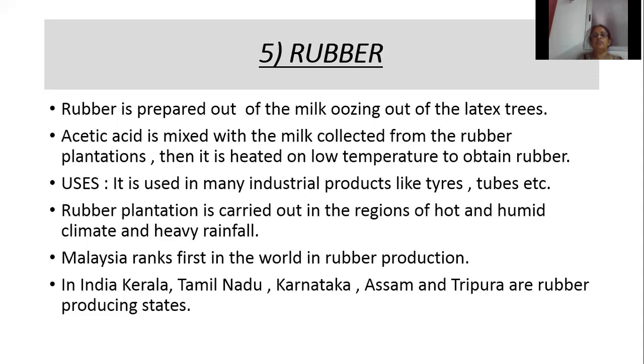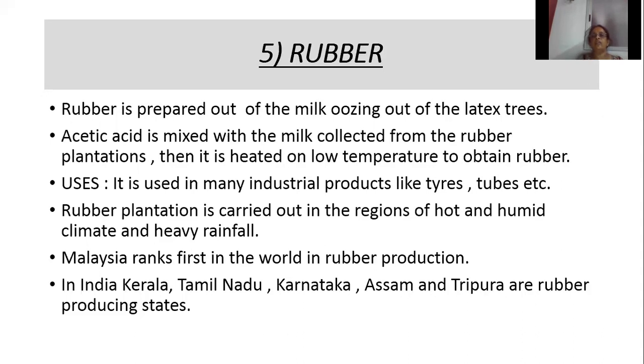What are the uses of rubber? Rubber is used in many industrial products like tires, tubes, etc. And what are the favorable conditions for rubber plantation? It is a plantation crop as well as a cash crop.